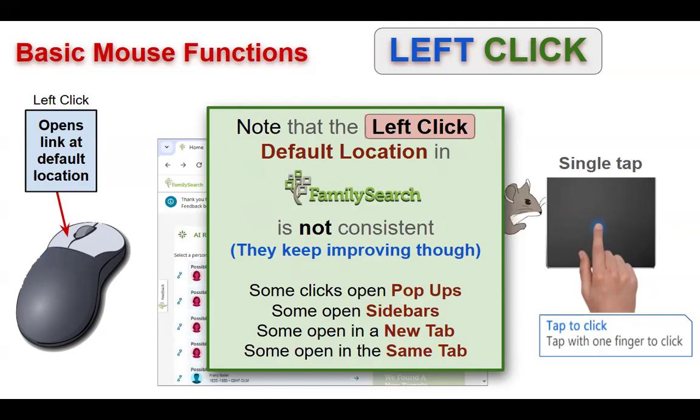Note that in FamilySearch, when you click on a link with the left mouse button, it's not consistent. They're working on getting them consistent, but right now it may open a pop-up, it may open a sidebar, and then it may open in a new tab or it may open in the same tab. You kind of have to remember which it's doing, because if you want to open in a new tab so that you can go back and compare it to the old tab, then you have to remember which screens do that and which ones don't.